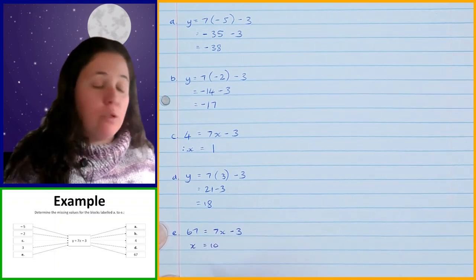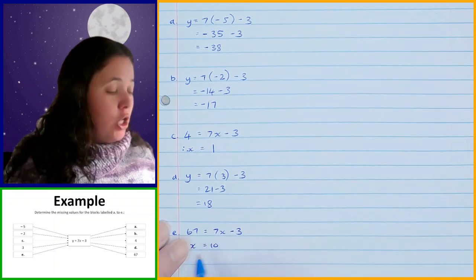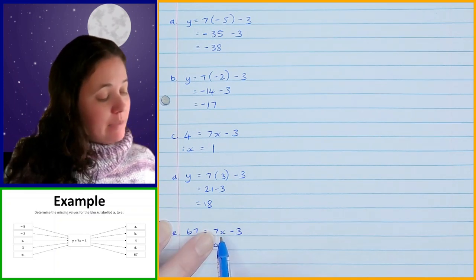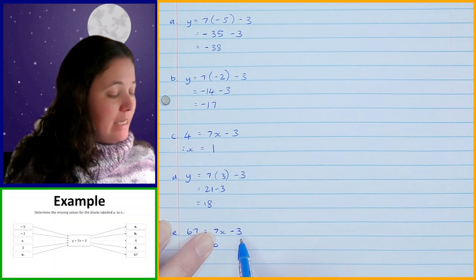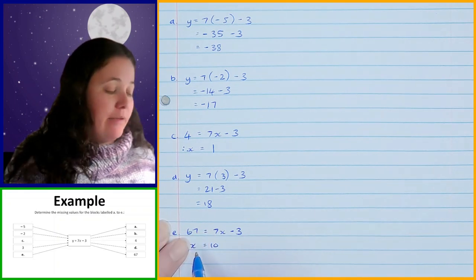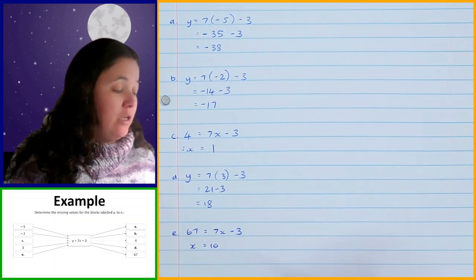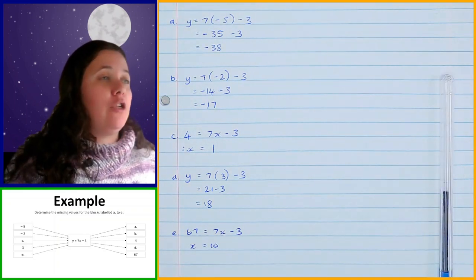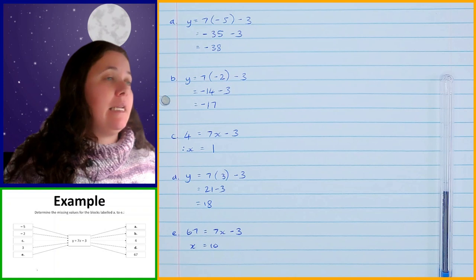And again, we can check it. We can see, okay, so if x is 10, do I get 67? So 7 times 10 is 70 minus 3 does give me 67. So you can check yourself. Once you have worked it out, you can check yourself. And so those are the values that I should have got for A, B, C, D, and E in that flow diagram.